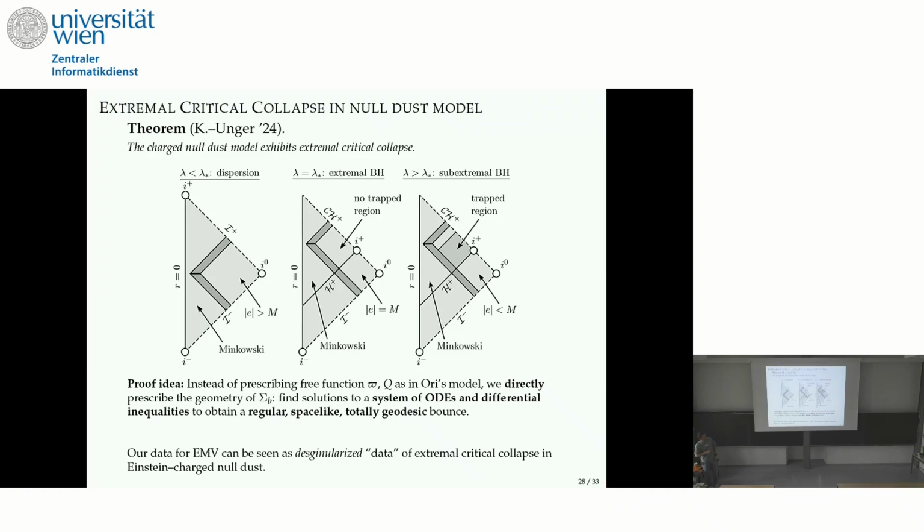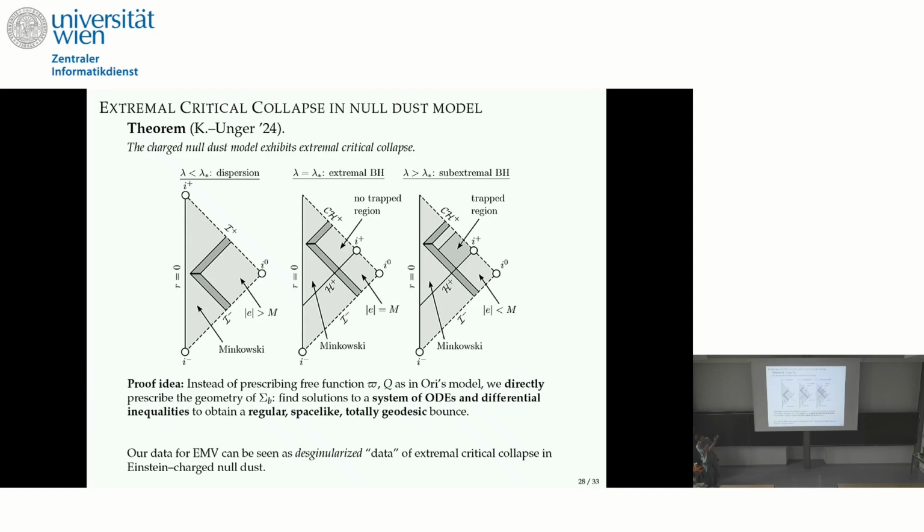The initial data for the Einstein-Maxwell-Vlasov system can actually be seen as desingularized data from this singular construction. Even though our proof is logically completely independent of this, morally you should think, and that's what we did, that we first solved this singular problem, and then used our knowledge about how to solve the system of ODEs in that bounce region to desingularize it. Unfortunately, the knowledge of the existence of extremal critical collapse for this charged null dust model was only psychological. It did not help us with the quantitative estimates. So desingularizing solutions and then controlling the smooth solution was very difficult, so we had to do it independently.